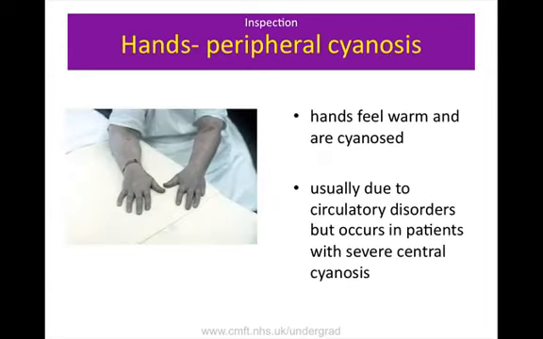Peripheral cyanosis is a bluish discoloration usually seen in the fingers and toes. It is characteristically seen in patients with circulatory disorders or in patients exposed to the cold, but can occur in patients with severe central cyanosis. The peripheries in respiratory patients with severe central cyanosis are usually warm, but in those with circulatory problems, the hands are usually cold.